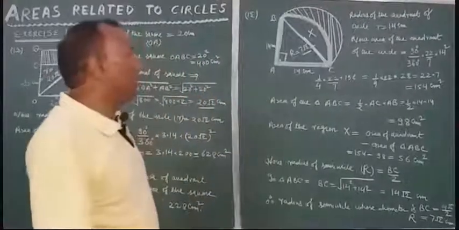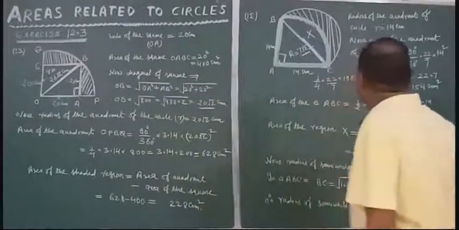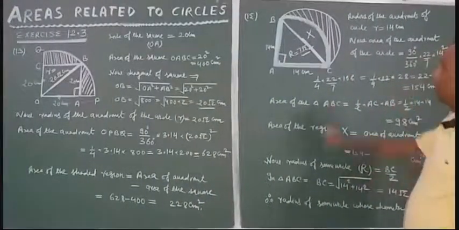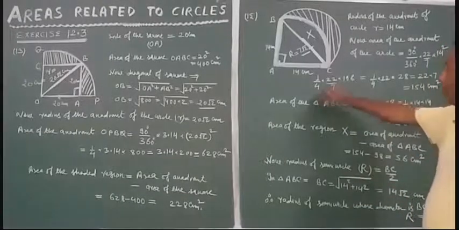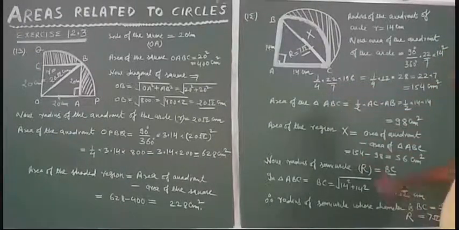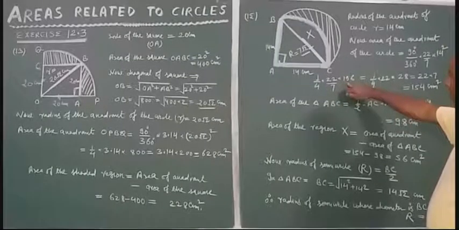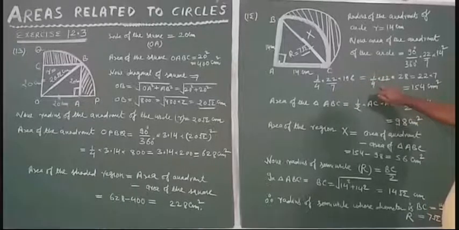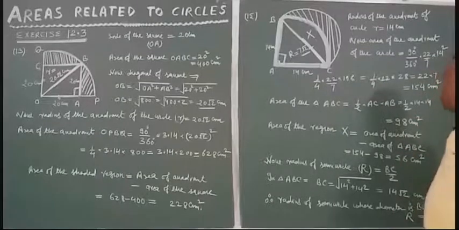So now what will be the area of this quadrant? The area of the quadrant will be 90 upon 360 into pi, which is 22 upon 7, into radius 14 square. So this is 1 upon 4 into 22 upon 7 into 14 square, which is 196. Now just divide by this 7. So 4 into 7, and 22 into 7, that is 154 centimeter square. Area of the quadrant is 154 centimeter square.